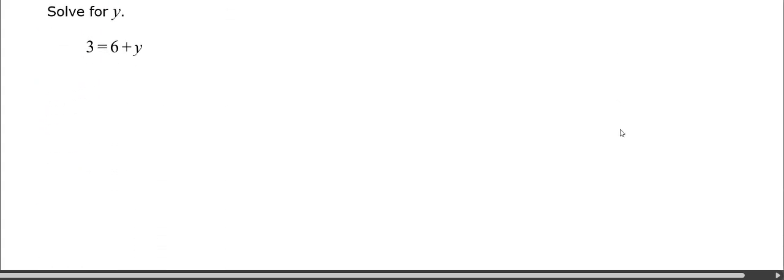Now we're asked to solve a linear equation. We're given 3 equals 6 plus y. So what we always do when we're dealing with linear equations is work one side at a time. So we would remove parentheses, combine like terms on the left-hand side, and do the same on the right if they're there. If not, we do all that we can before we start isolating our variable. So there's nothing that I can do on the left-hand side. There's nothing I can do as far as combining like terms on the right-hand side.